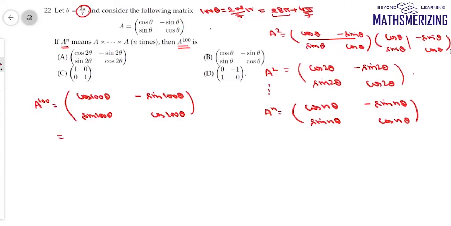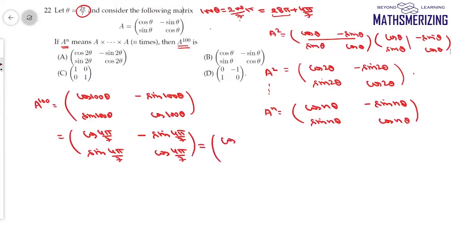So I can write this A to the power 100 as cos 4 pi by 7, minus sine 4 pi by 7, sine 4 pi by 7, and this is cos 4 pi by 7. I can also write it as cos 2 theta, minus sine 2 theta, sine 2 theta, and then cos 2 theta, which is nothing but A square. So that means A to the power 100 is the same as A square, and that's your option number A.